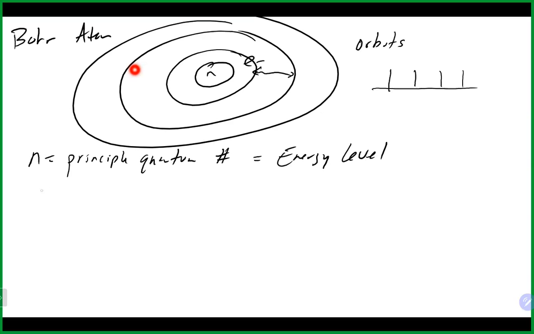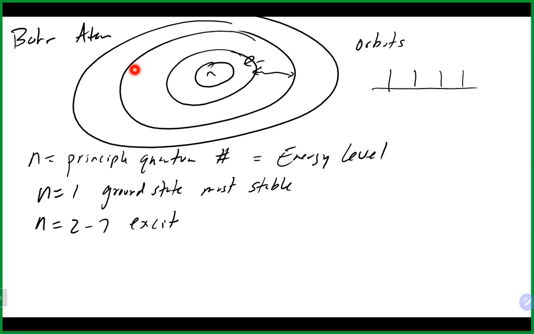When you have n equals 1, that is the ground state, which is the most stable, closest to the nucleus. Anything above that, like 2 through 7, is sometimes referred to as excited states, which are higher in energy, further away from the nucleus. And as electrons transition, they give off energy that can fall in the visible part of the spectrum where we will see colors.